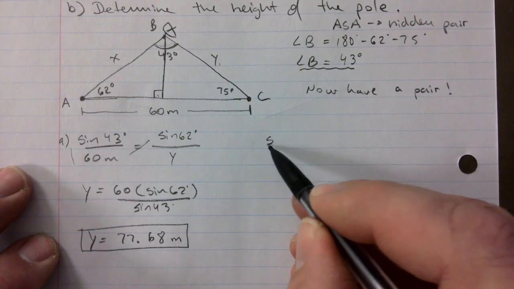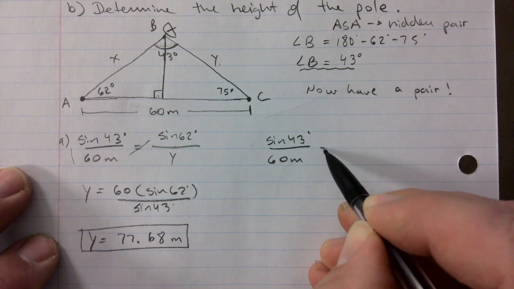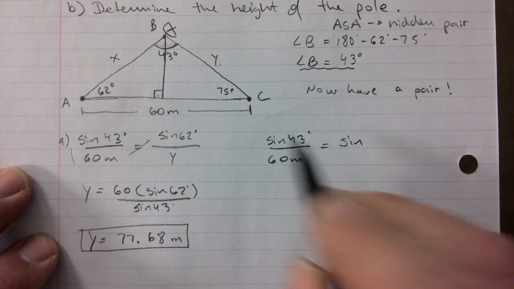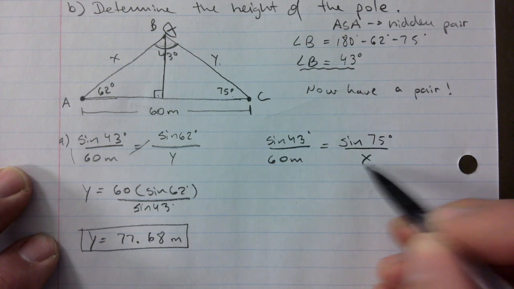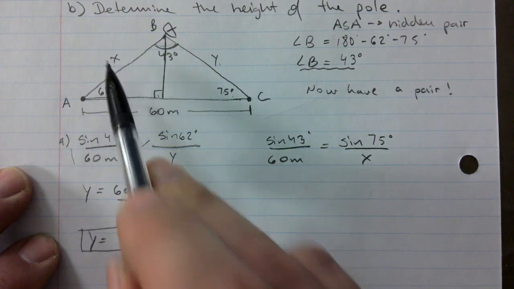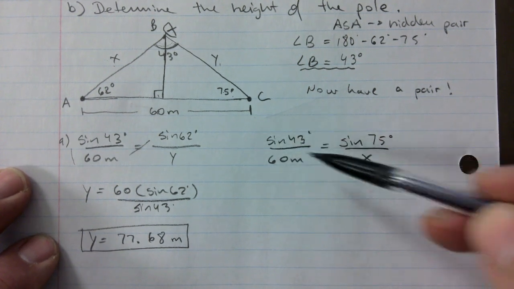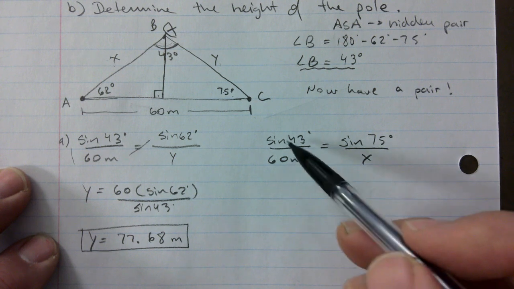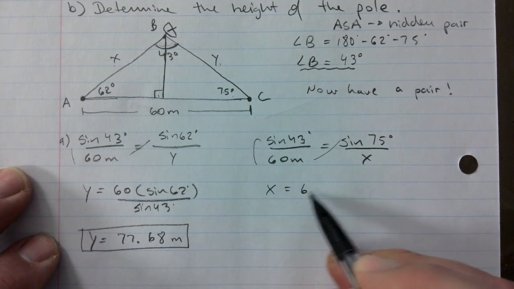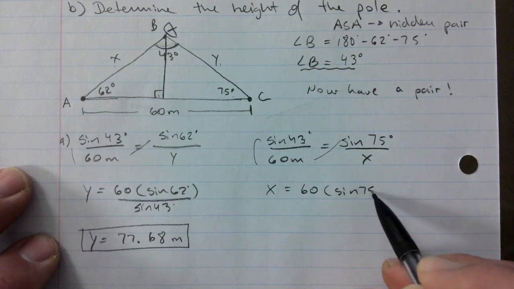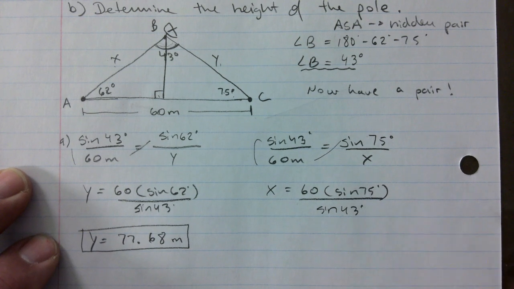Then we're going to go sine of 43 again over 60 meters, equal to sine of 75 over x, because 75 is across from x. I'm using the same pair that I started with. I don't normally switch those, I stick with the one I know is true. So x is 60 times sine of 75 over sine of 43.